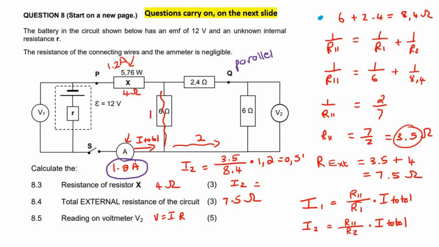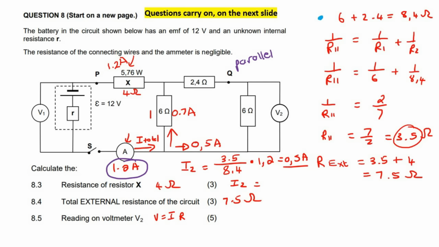If we work that out, we should get 0.5 amps. So that means that 0.5 amps is going to go this way, and the remainder, which would be 1.2 minus 0.5, which is 0.7 amps, would go this way. So now we know how much current is flowing through this resistor, so we can work out its voltage using V equals I times R. I is 0.5 and the resistance is 6, so that's going to give us 3 volts.